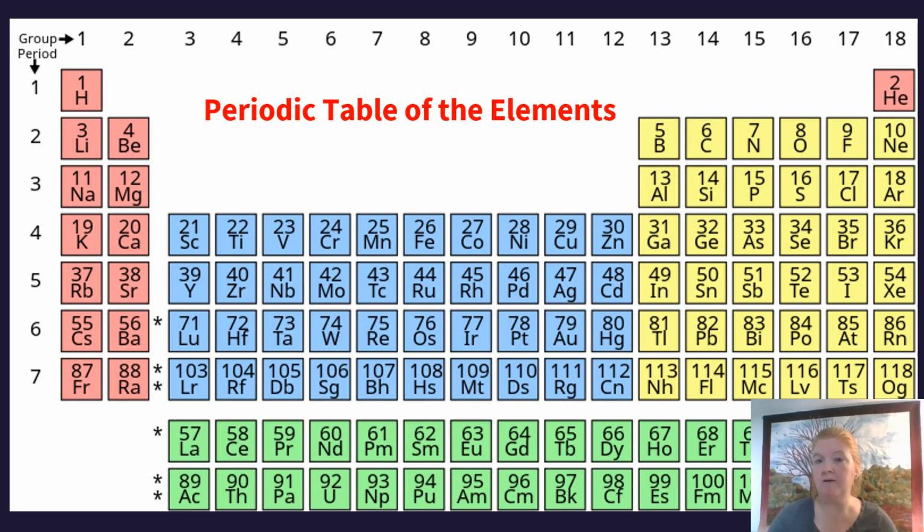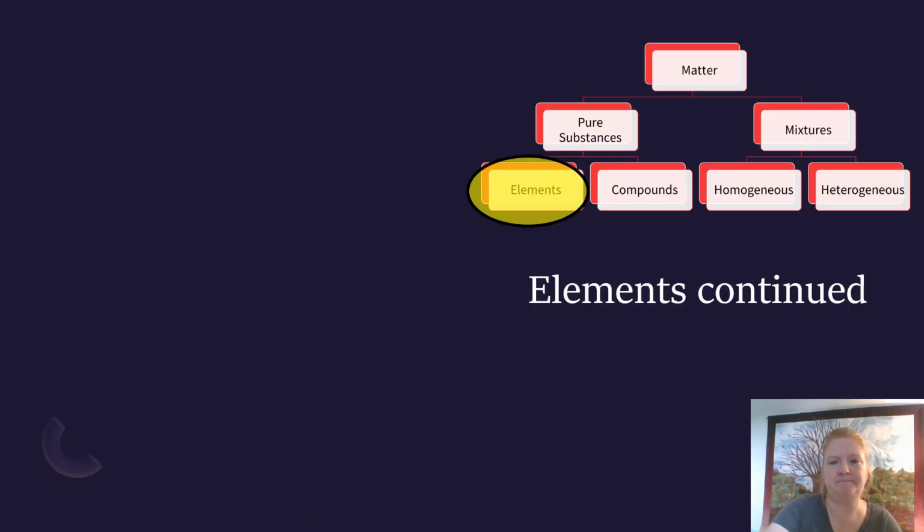Okay, so here's the periodic table of elements, all 118. These are the unique elements, unique symbols, unique properties, both physical and chemical. They combine to form other substances, but these are the only ones that are elements.